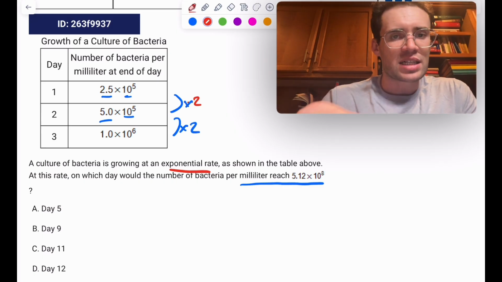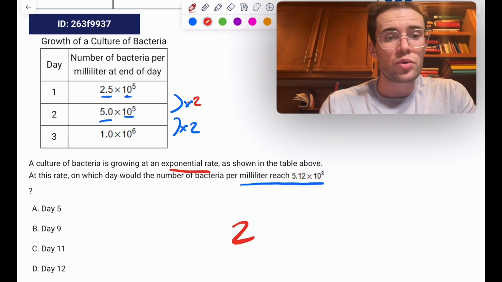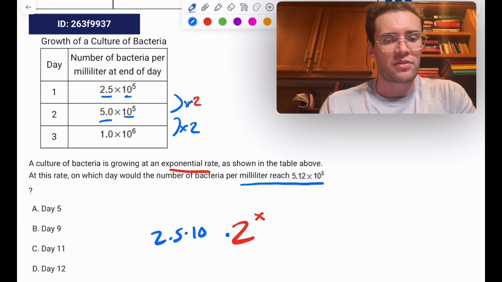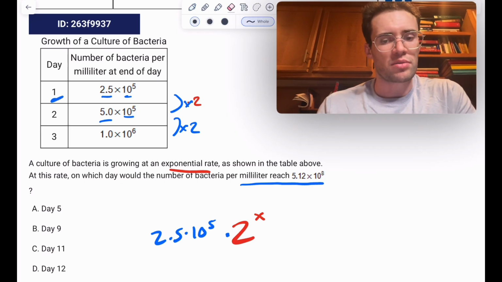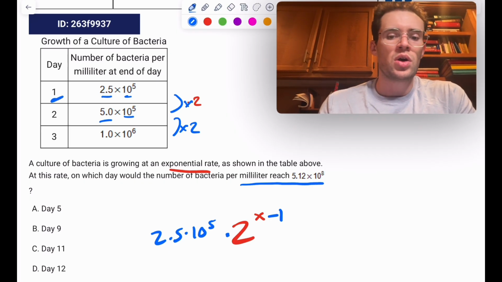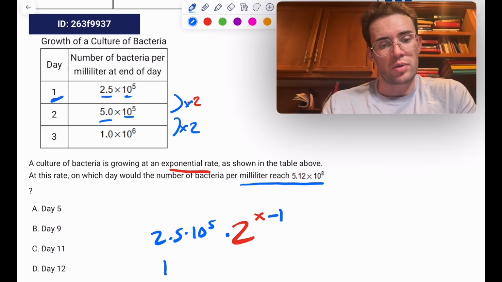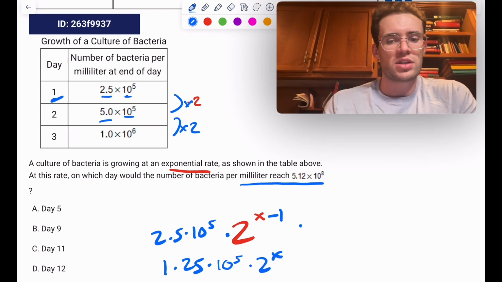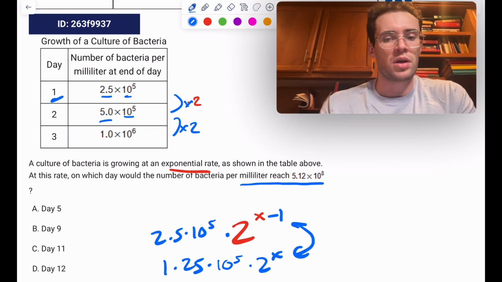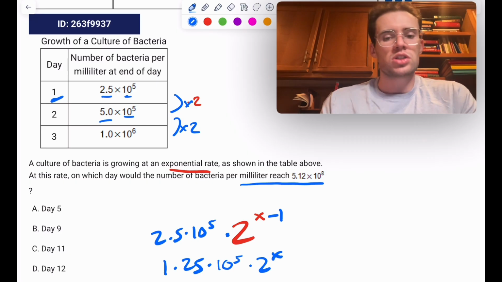So if we wrote this out as an exponential function, you could do 2 to the x times your principal amount. So starting amount, when x is 0, it would be 2.5 times 10 to the 5th. Although this is day 1, right, not day 0. So you could write it like this, x minus 1. Or you could just divide this by 2 to start, right? Half of 2.5 would be 1.25 times 10 to the 5th times 2 to the x. Either of these are the same thing, right? Just in one of them, you're subtracting 1 from the exponent when you're doubling it. So you do it like that.